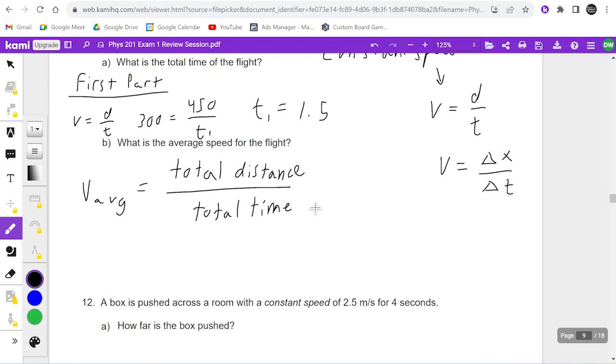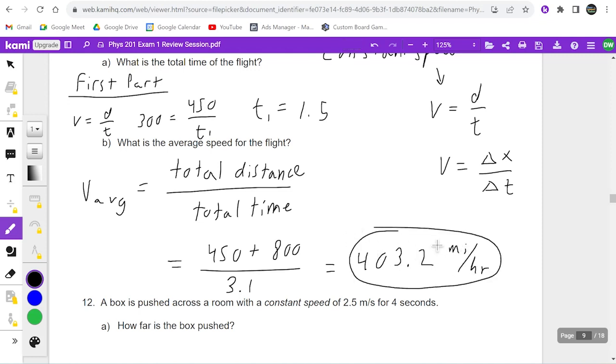Emphasis on total here because we have two parts to this trip. So what's the total distance? Well, if the first part of the trip was 450 and the second part was 800, just add these two together. And then divide by the total time. Well, total time is going to be the answer we just got, 3.1. And you plug this in a calculator and you just get 403.2, and that's miles per hour. Any questions there?